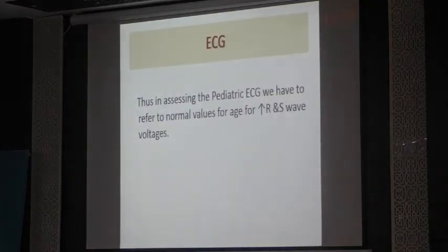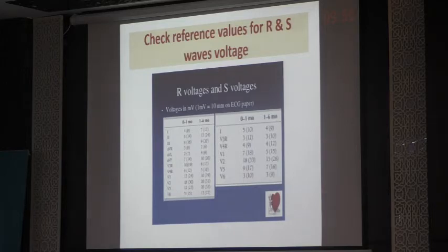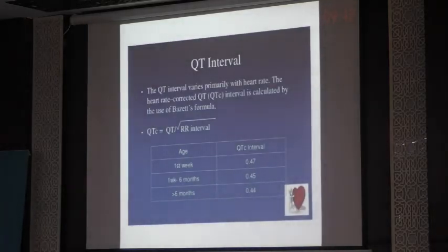Thus, in assessing the pediatric ECG, we have to refer to normal values for age and increased R and S wave voltages. And these are the reference values present في كتب كتير. بس broadly كده لو ال R وال S والميد precordial leads كانوا حاطين في بعض بنعرف إن في ventricular hypertrophy.